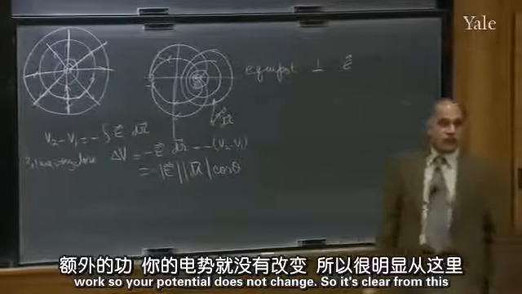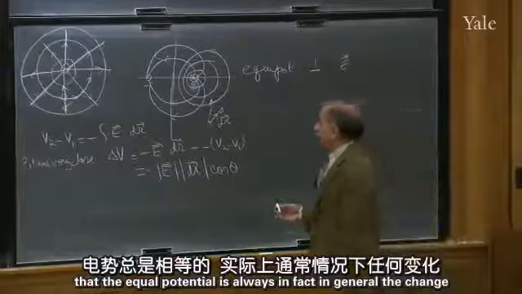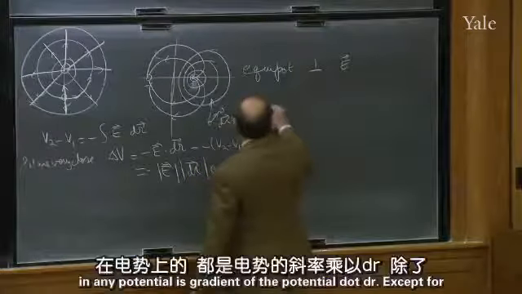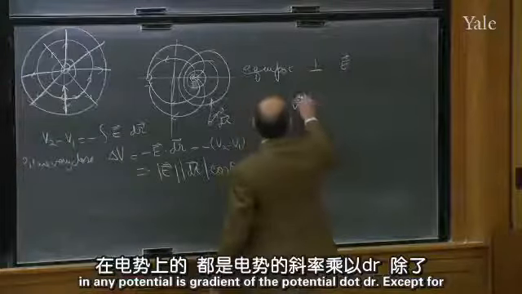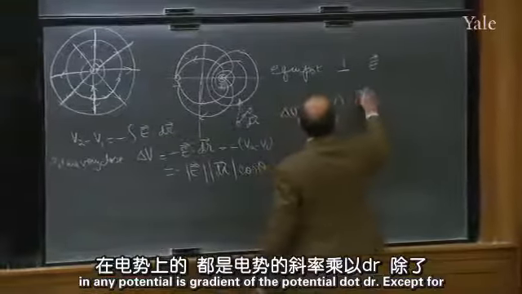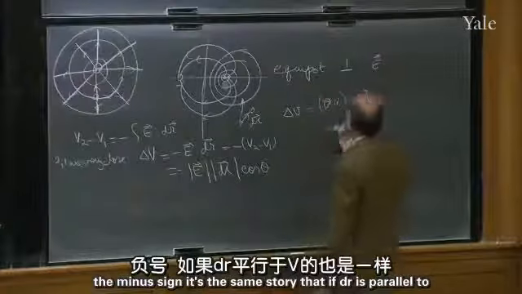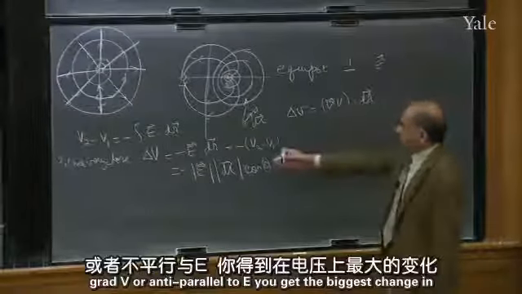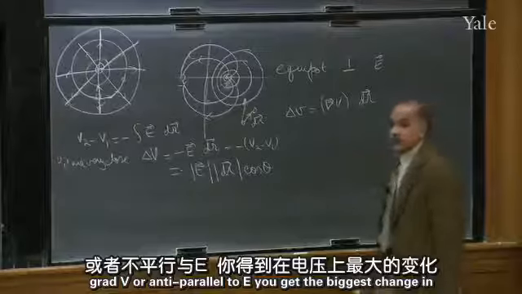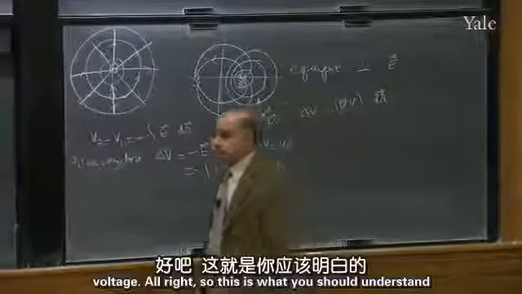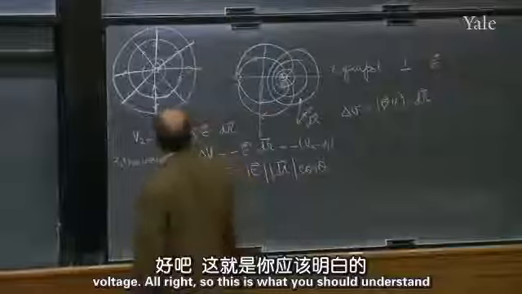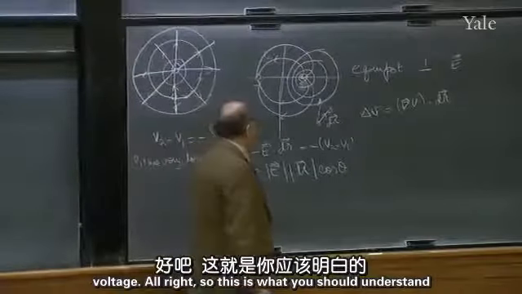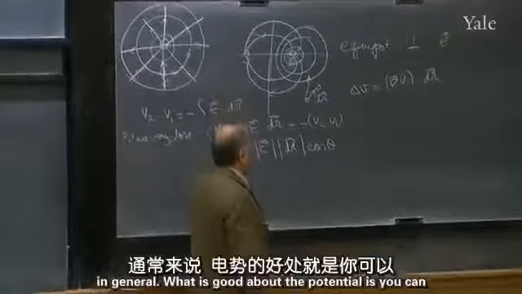So it's clear from this that the equipotential is always, in fact, in general, the change in any potential is the gradient of the potential dot dr, except for the minus sign. It's the same story, that if dr is parallel to grad V or anti-parallel to E, you get the biggest change in voltage. All right. So this is what you should understand in general.